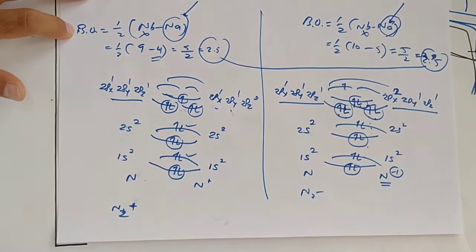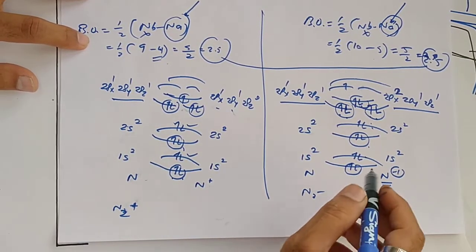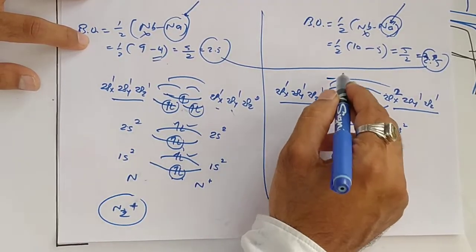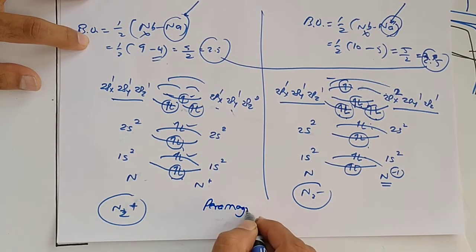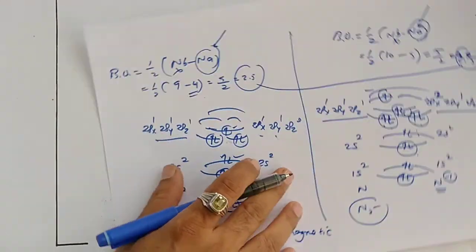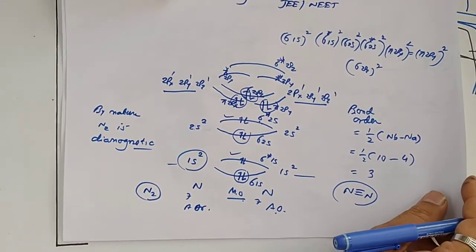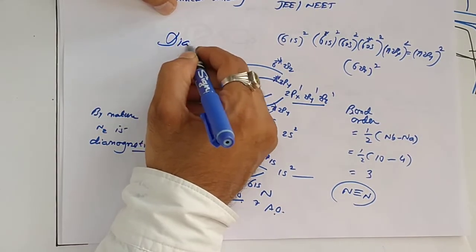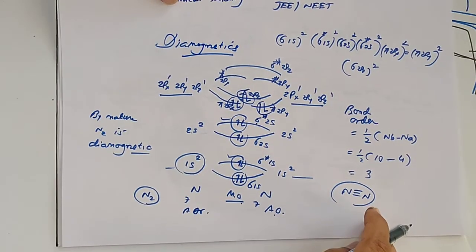And whenever all the electrons are paired, here N2 plus and N2 minus both have 1 unpaired electron, so both are paramagnetic. But dinitrogen is diamagnetic. All the electrons are paired here. So this one is diamagnetic. Understood?